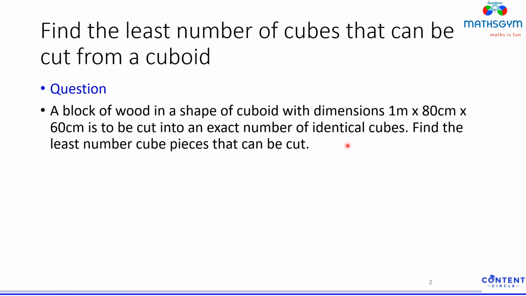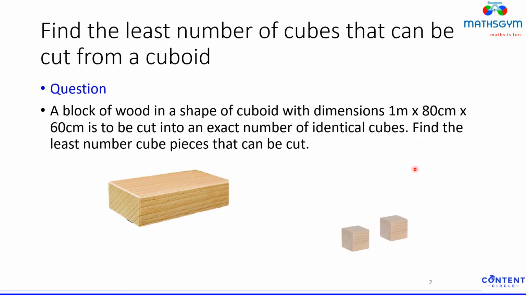So the question here is, the dimensions of a wooden cuboid are given to you, and you need to find out how many identical cubes, the least number. Least means the minimum number of identical cubes which can be cut from this wooden cuboid. The dimensions are given in the format of 1 meter into 80 centimeter into 60 centimeter. You also need to know that this is a way in which you express the dimensions of a 3D figure. This is a cuboidal block.